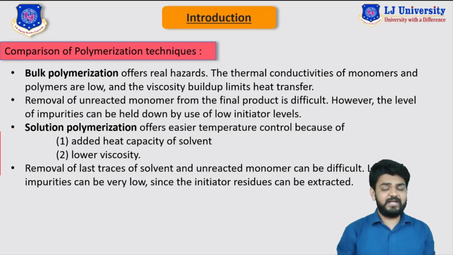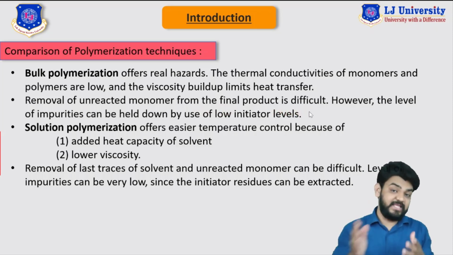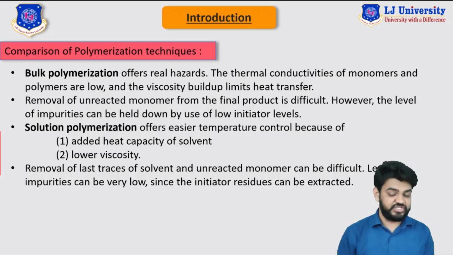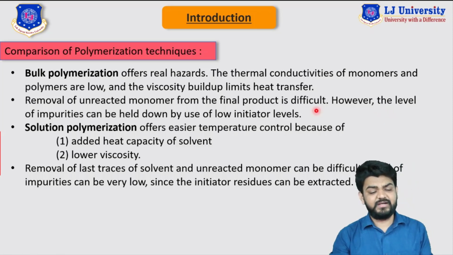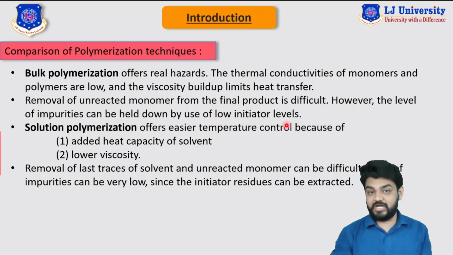And not only that, the viscosity effect of this bulk polymerization process is very high, which means we will have lower heat transfer and mass transfer, and that can lead to explosion as well. Right now, the removal of unreacted monomer from the final product is also very difficult in the case of bulk polymerization. However, the level of impurity can be held down by using low initiator level.